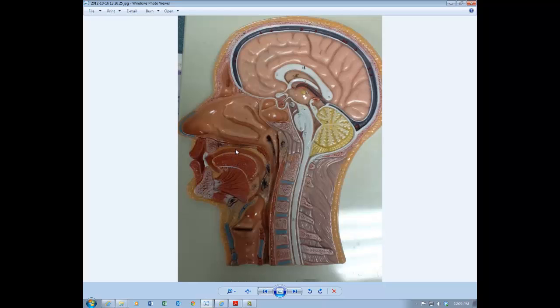What divides the oral cavity from the nasal cavity is this structure called the palate, and it has a bony portion. Here you can see the white bony portion. This is the hard palate. And then behind that is the soft palate. So all of this is soft palate.